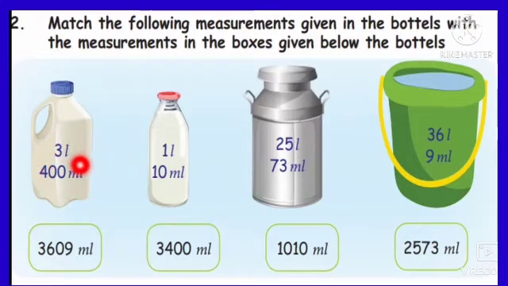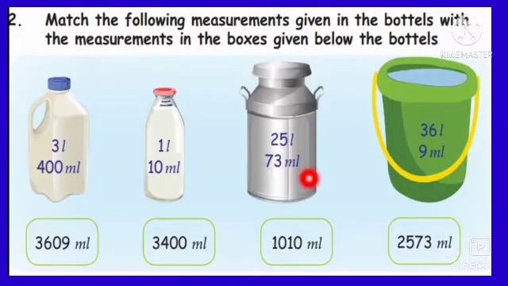See, 3 liters 400 milliliters. So let us convert liter into milliliters. So 3 liters is equal to 3000 milliliters. So 3000 milliliters plus 400 milliliter is 3400 milliliters. So our answer is 3400 milliliters. 1 liter 10 milliliters. 1 liter is equal to 1000 milliliter. So add 1000 milliliter with 10 milliliter. We get 1010 milliliters.